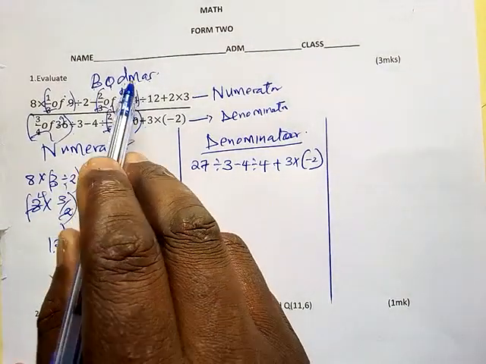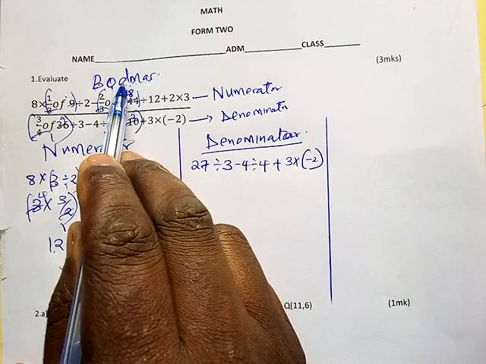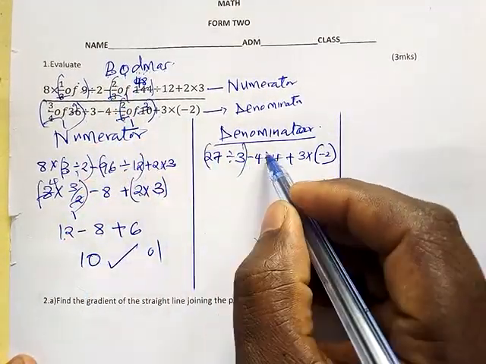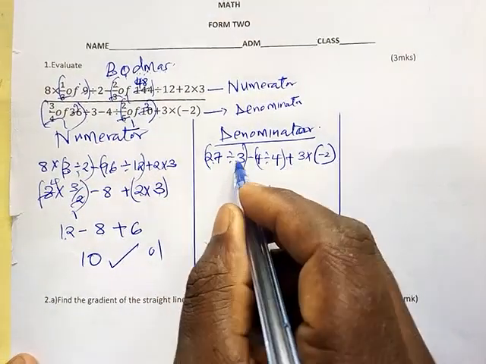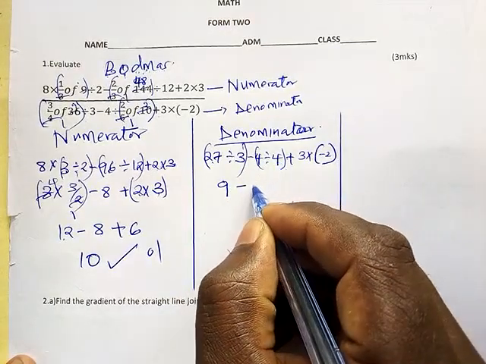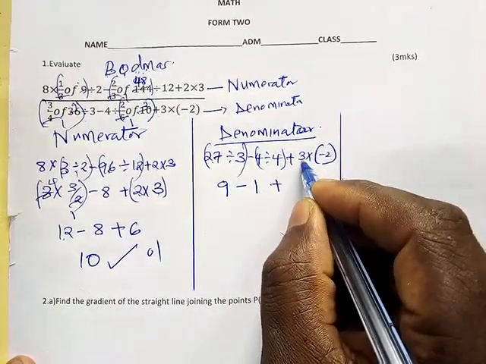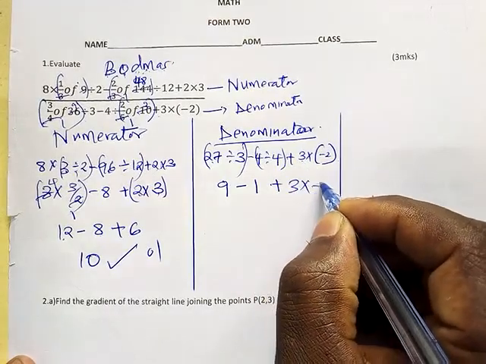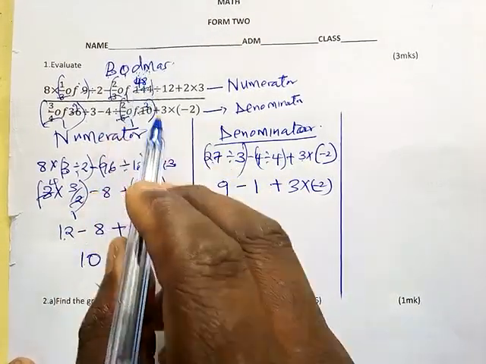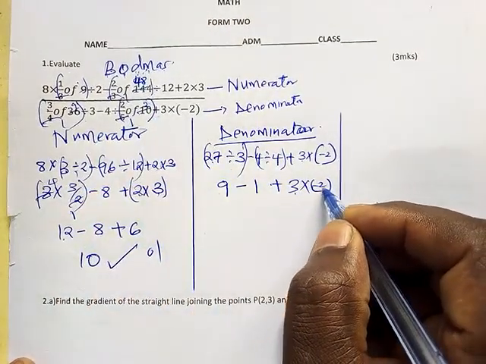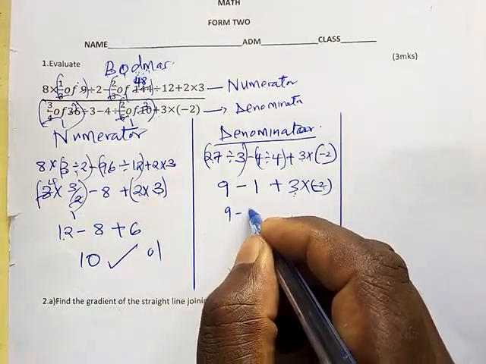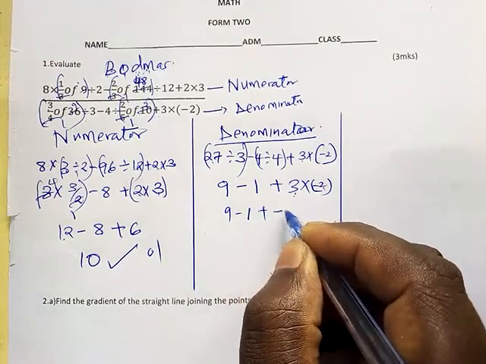We have finished with the of. We go to division. Now we are dividing this and this. So 27 divided by 3, the answer is 9, minus 4 divided by 4 is 1, plus 3 times -2. We have finished division. Multiplication. 3 times -2, a positive number times a negative number, the answer is negative. So 9 minus 1 plus -6.